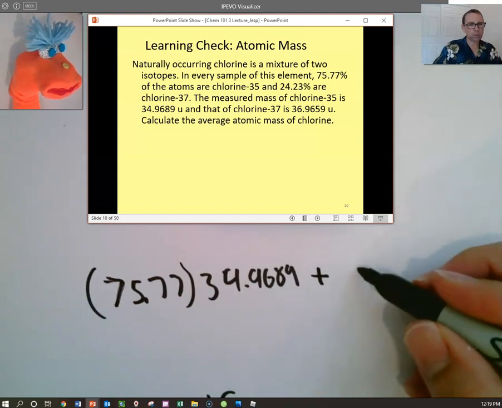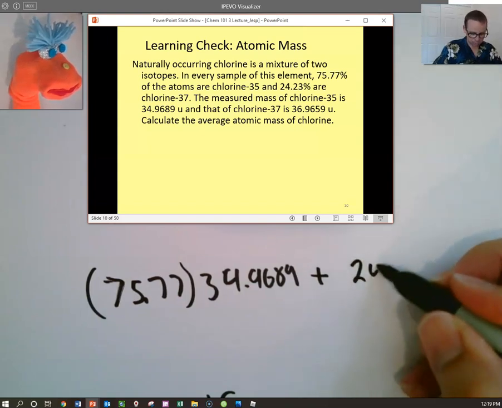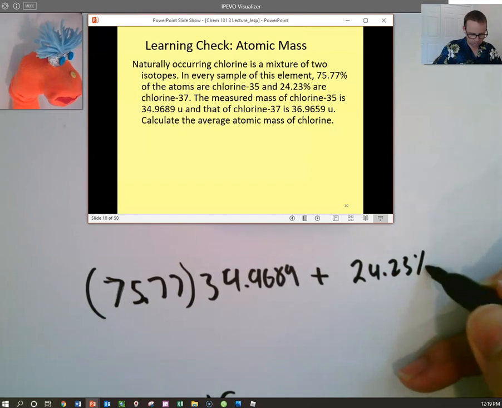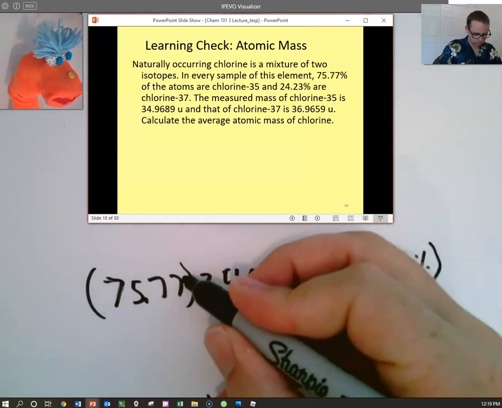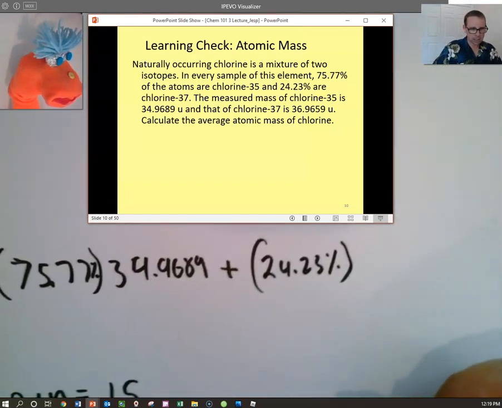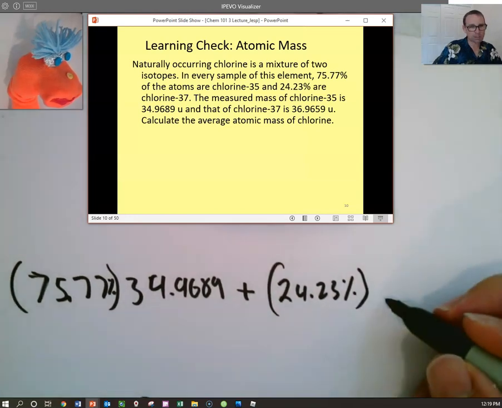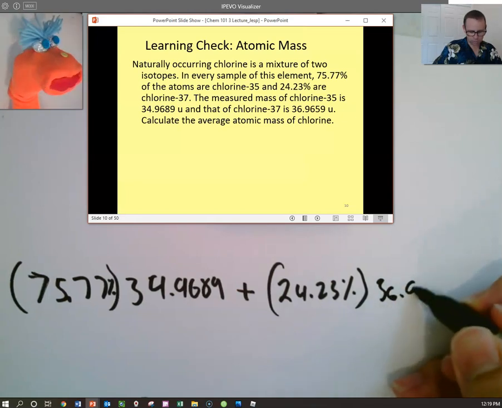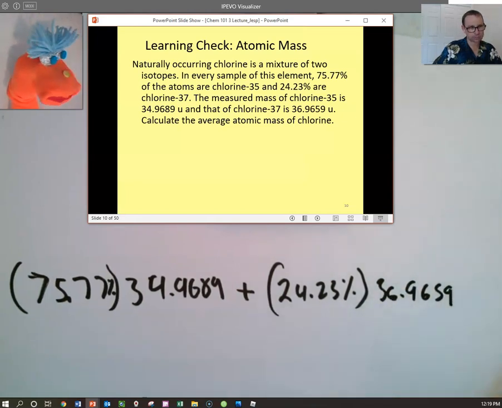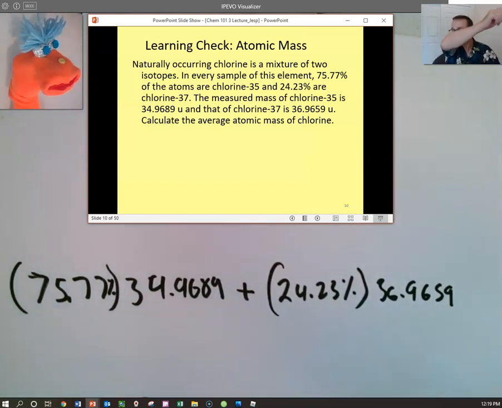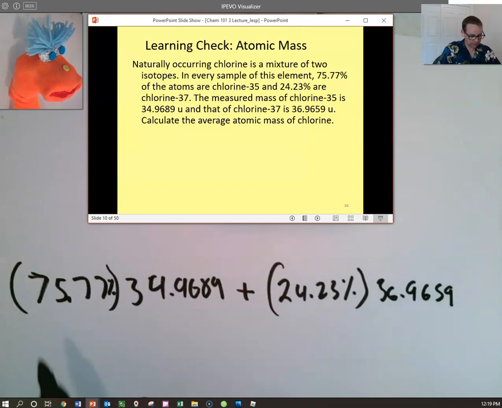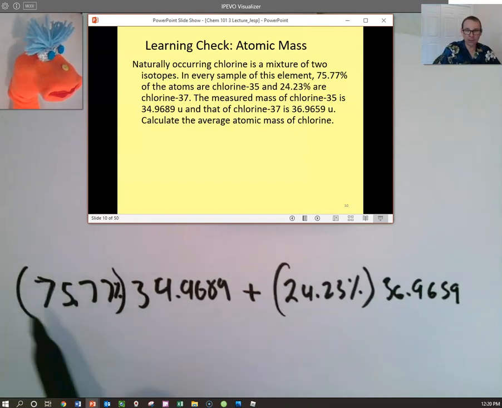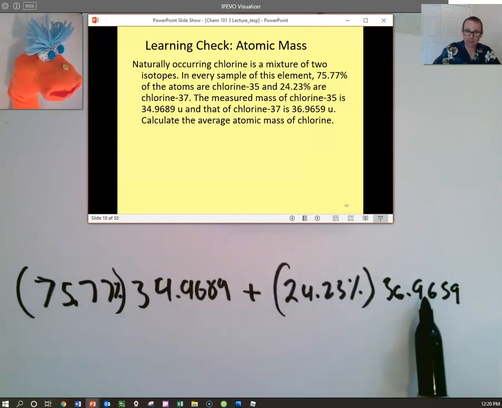And then we add it to our other percentage, 24.23%, right? This is the first percentage. And multiply that by the, what's our other number? 36.9659. Okay, very good. So that is telling us that if you pull 100 atoms out of a hat, that's how many will have this mass, and that's how many will have that mass.